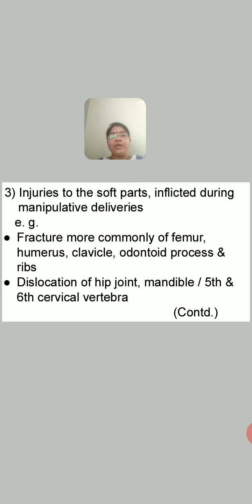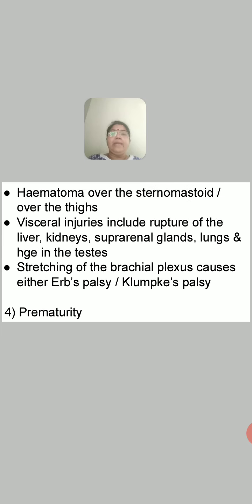Dislocation of the hip joint, mandible or fifth and sixth cervical vertebra may also lead to fetal damage. Hematoma over the sternomastoid or over the thighs. Visceral injuries include rupture of the liver, kidneys, suprarenal glands, lungs and hemorrhage in the testes. These also increase the fetal risk.